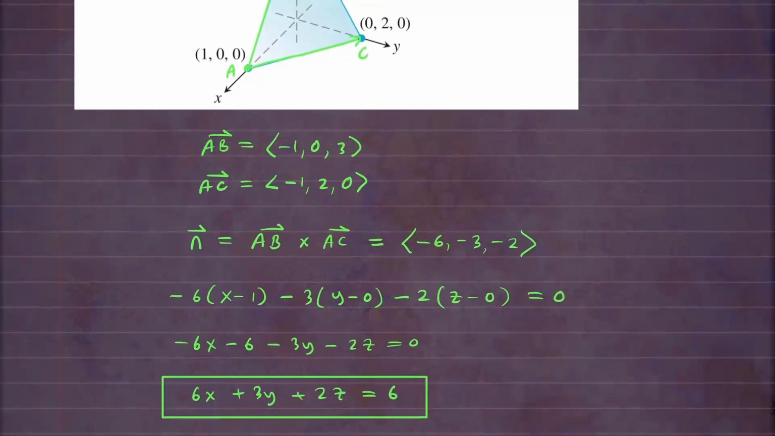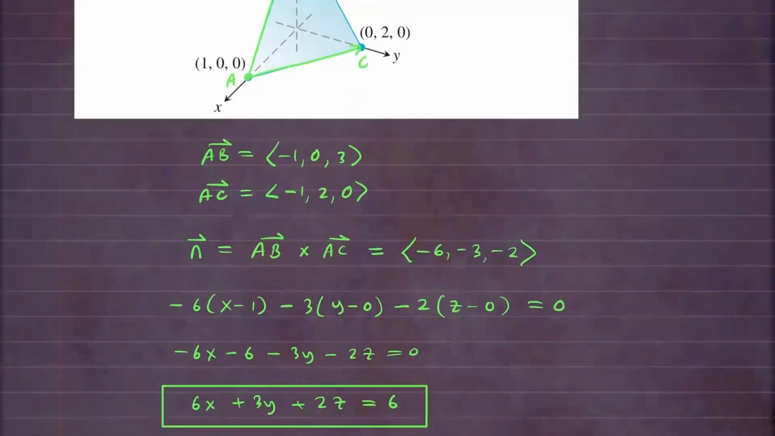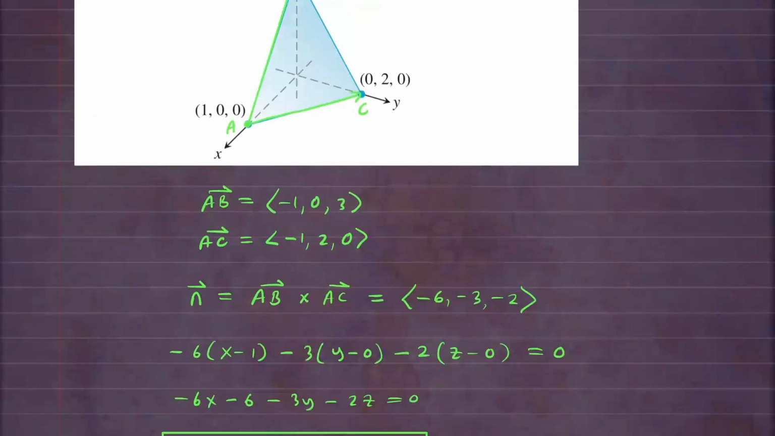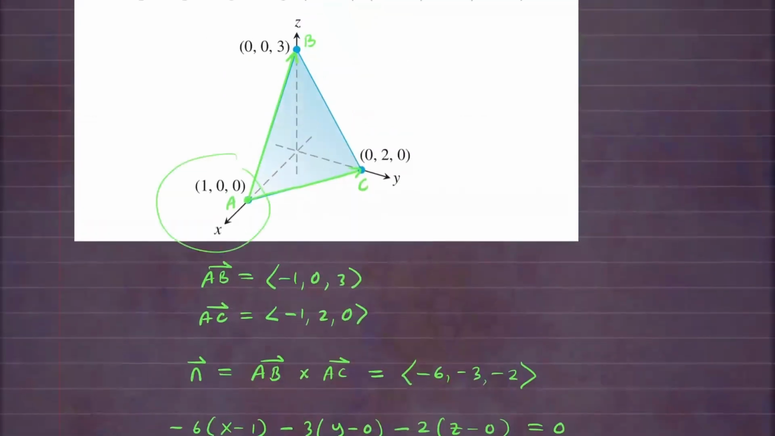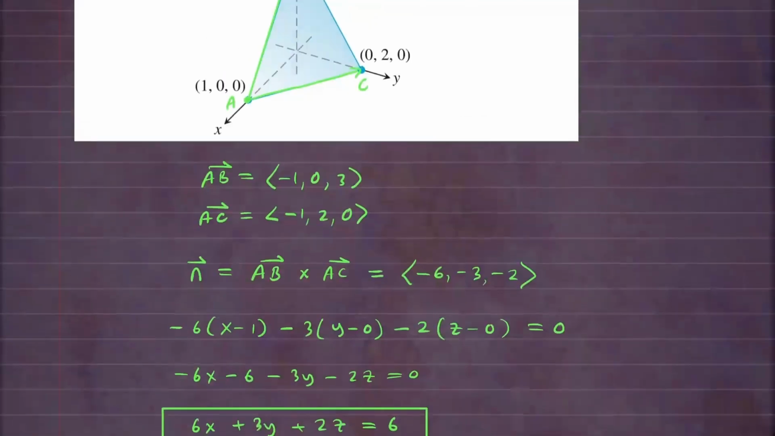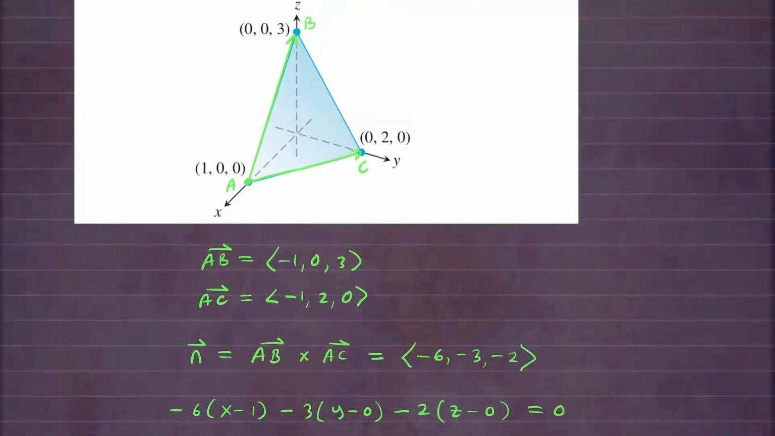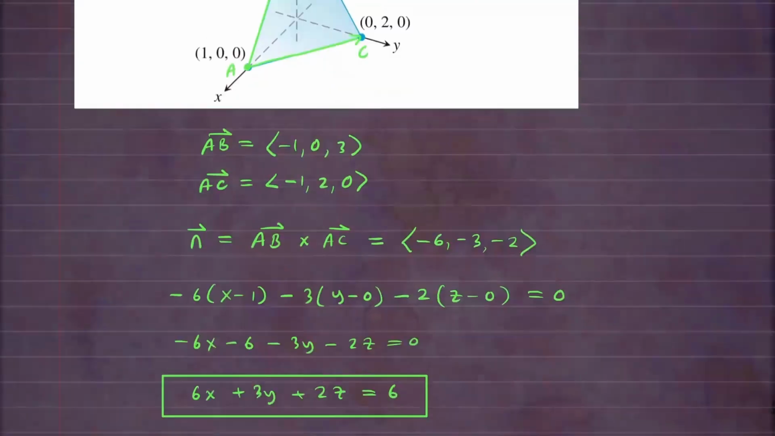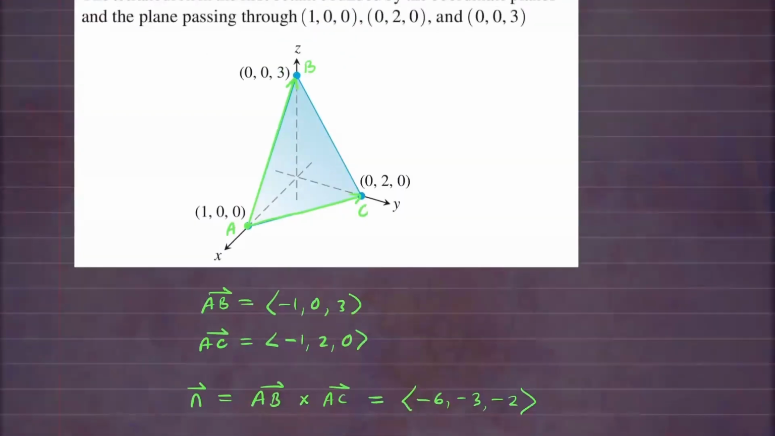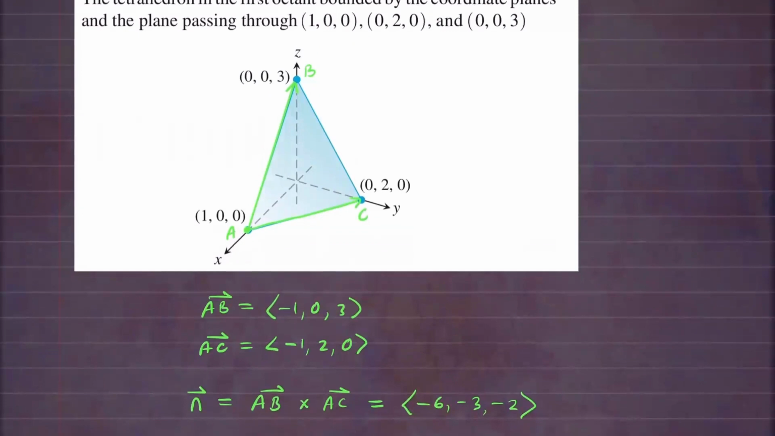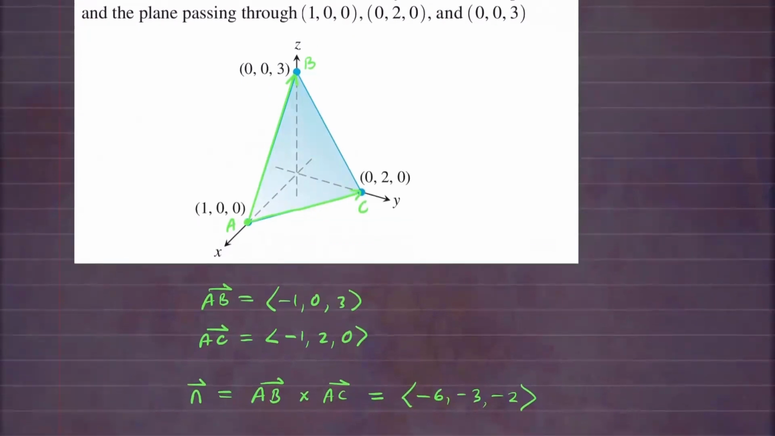Now you can check this is the right equation by plugging in the points. For example, when y and z are 0, you get this point right here. And when x and z are 0, you get that point. And when y and x are 0, you get z equals 3. So you get the point B. All right, so we got the equation of the plane. Now let's find out the volume.